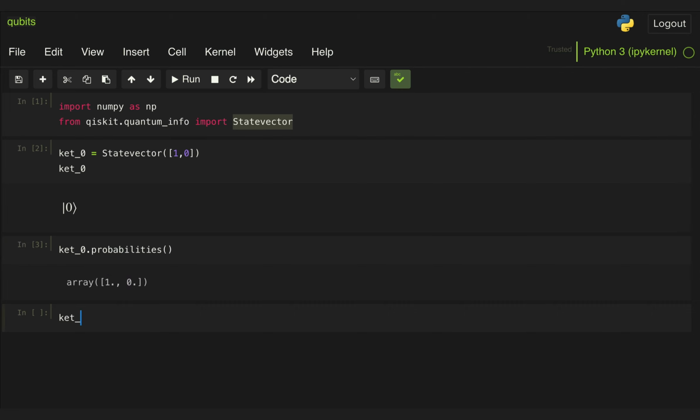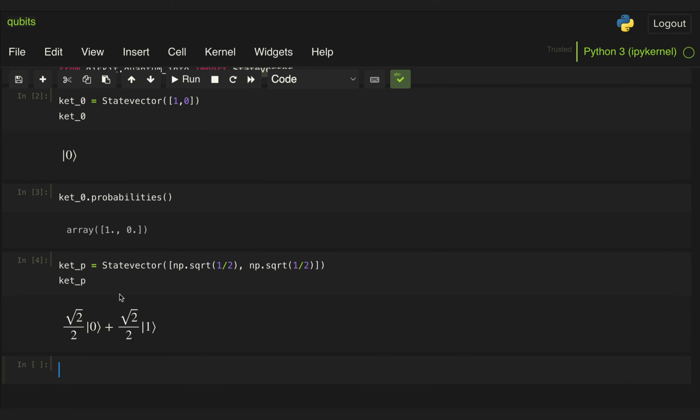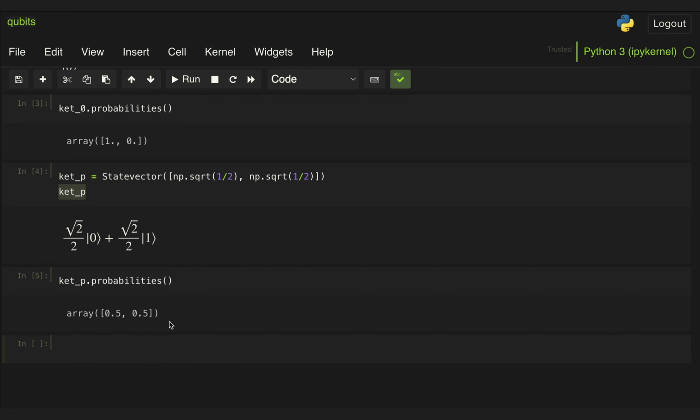Now, I could also define, let's say, the ket plus by doing state vector and passing a list that, as we said, consists of the elements square root of 1 over 2 and square root of 1 over 2. And if I display that, I can see now that superposition state of 0 and 1 with coefficients of root 2 over 2. And if I try to extract the probabilities, I should get a half for 0 and a half for 1.